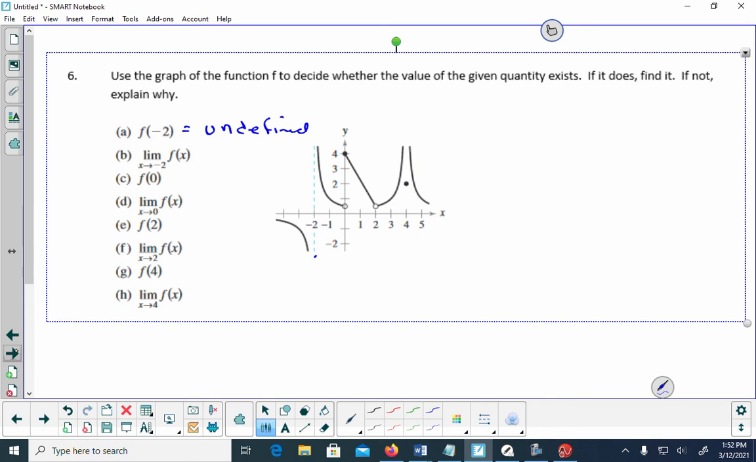It asked me to find the limit of f of x as x approaches -2. Well, as I approach from the left, I'm going down. As I approach from the right, I'm going up. Does not approach the same number, so this limit does not exist.